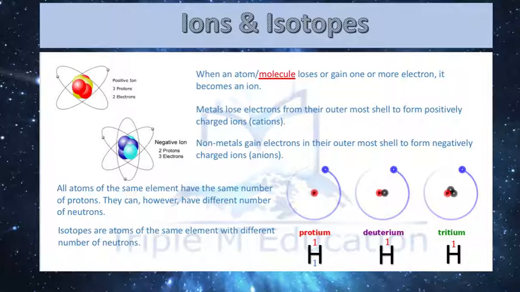Deuterium has a nucleus with 1 proton and 1 neutron, so therefore has a relative atomic mass of 2. Tritium has a nucleus with 1 proton and 2 neutrons, therefore has a relative atomic mass of 3.